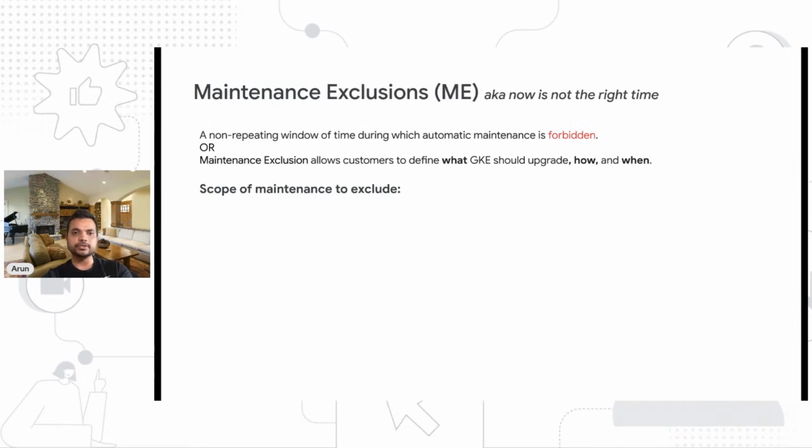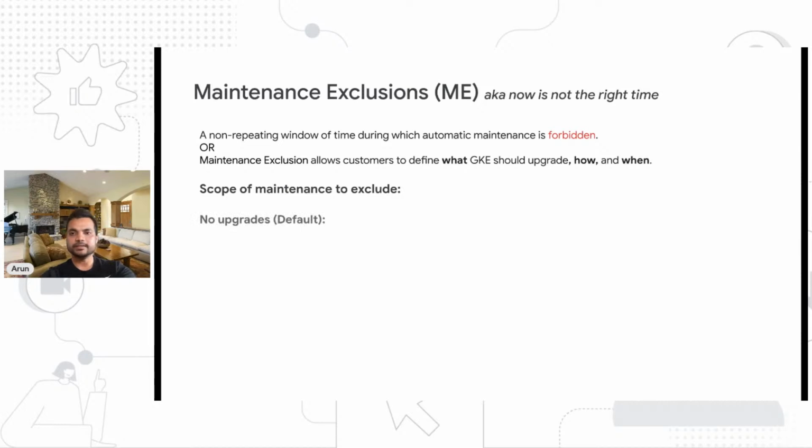Maintenance exclusion. This is one of the important features that you can use if you do not want to upgrade your cluster at all. If you are not ready, then you are not ready. But there are a few limitations as well, right? So maintenance exclusion allows the customer to define what GKE should upgrade, how and when. What I mean by that is, let's take a deeper look here. So we have three types of exclusions.